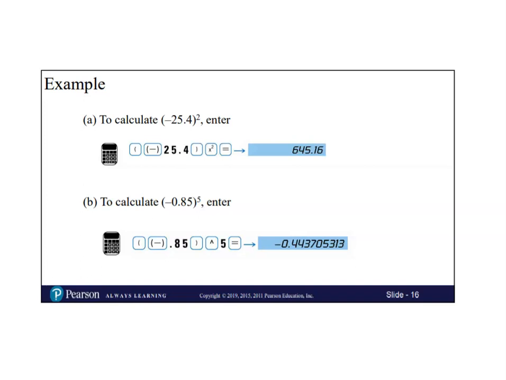To calculate negative 25.4 squared, you want to type it in exactly like it is. So you want to make sure that you hit those parentheses. If it's written in parentheses, you hit the negative button, not the minus button. The negative button is usually down by 0. 25.4, close your parentheses, hit the x squared button. You should be getting this. Now, practice in your calculator with the rooftop button and make sure you're able to get that. Okay, great.